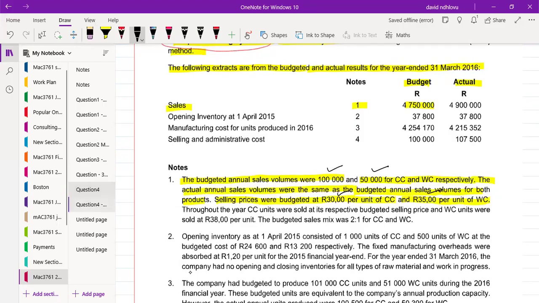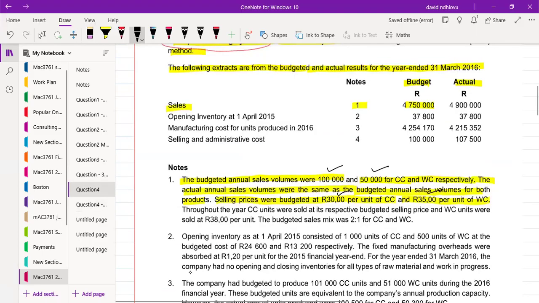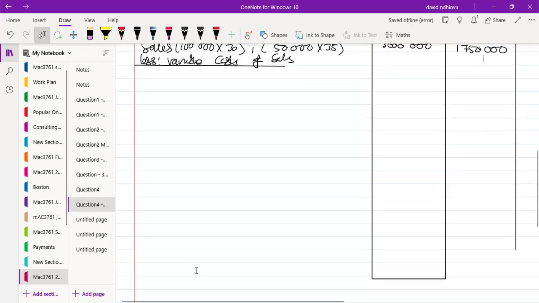So we have 100,000 multiplied by 30. Right, and then we have how much? 50,000 by the 35. So this will be 3 million. And 1,750,000 will be the sales price for the whole wheat. Right, then from there we then go to opening inventory.